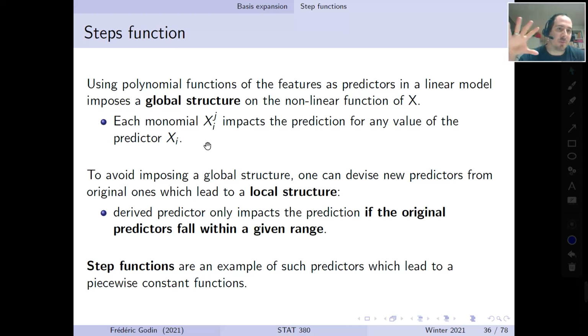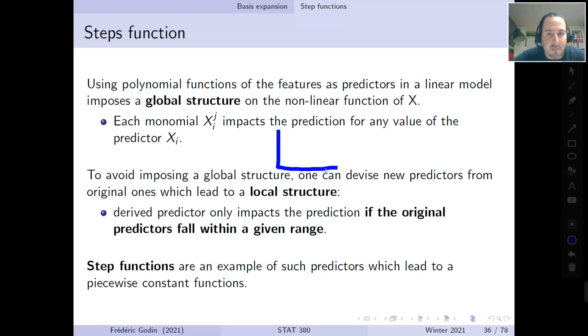When we use polynomial regression, there's a single original predictor xi, and the jth predictor is x to the power j. Sorry about that. So for polynomial regression, there's a single predictor xi. Of course, i varies from 1 to n, but each monomial xi to the power j impacts the prediction for any possible value of xi. So let's do an example to illustrate that.